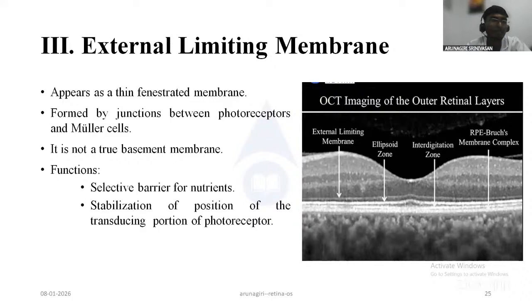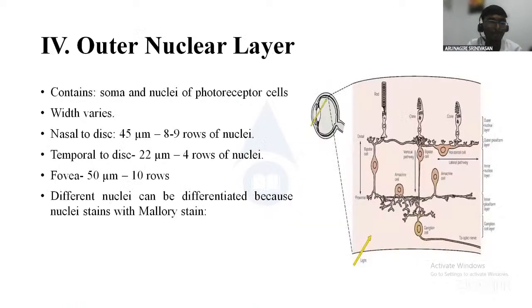External limiting membrane. It appears as a thin fenestrated membrane formed by junctions between the photoreceptor layer and the Muller cells. It is not a true basement membrane. It acts as a selective barrier for nutrients, and it helps in stabilization of the position of the transduction portion of photoreceptors.